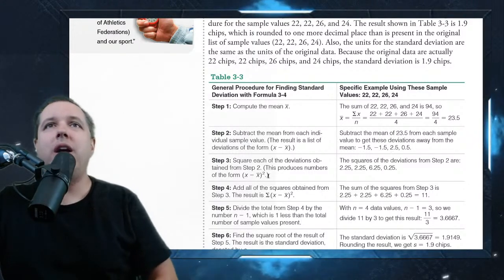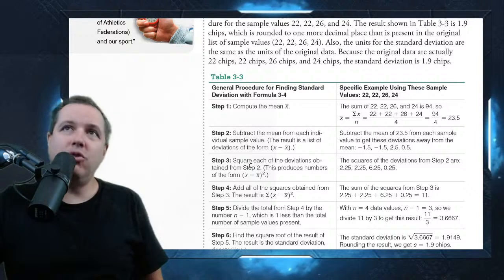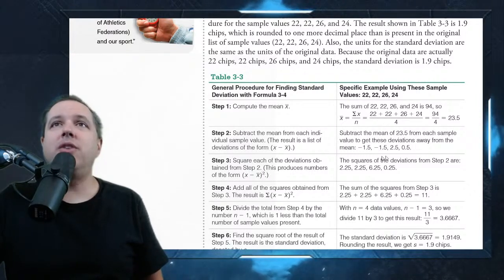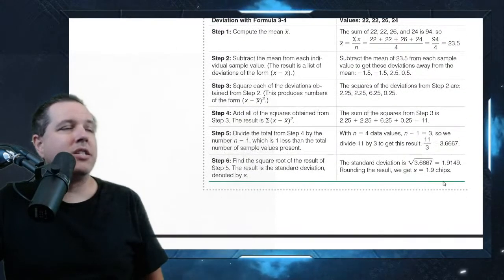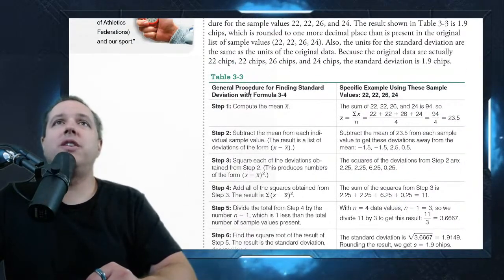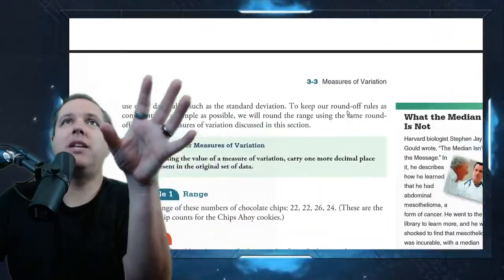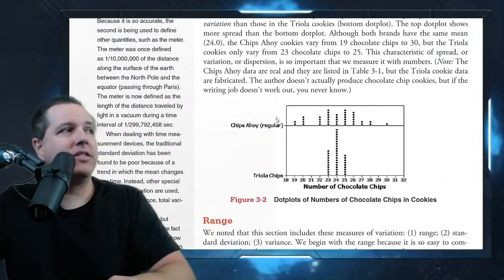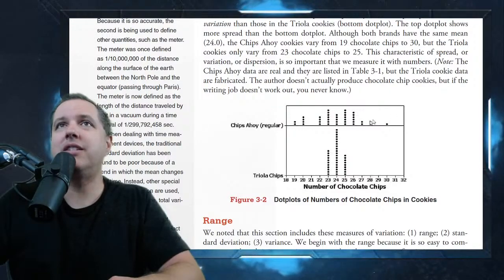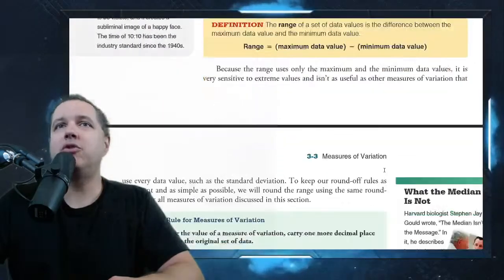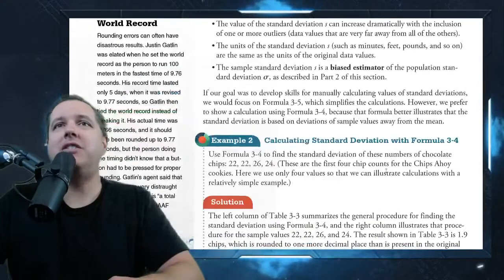So what you do is you square the deviations, and then you get these numbers. You add those up to get 11, divide by n minus 1, take the square root, you get 1.9149. Right? So that means that our standard deviation for these chocolate chips is about 1.9 chips for this data set. Not the big one we looked at a minute ago with the dot plot. That has way too many data points. It would be annoying to find the standard deviation for that one by hand. But with only 4 points down here, it's a lot easier to follow through.